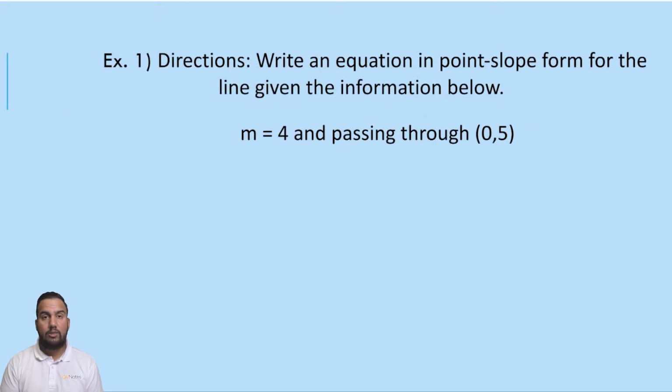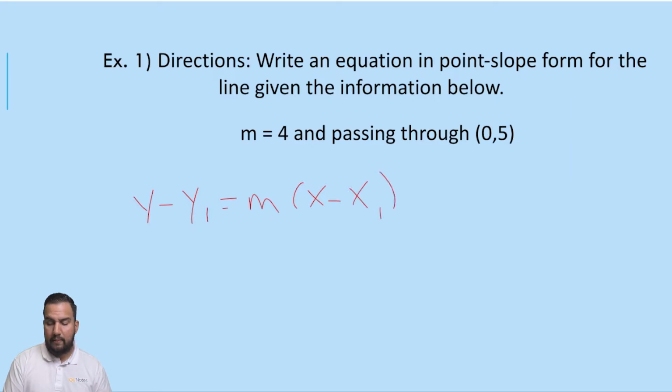The first question says, write an equation in point-slope form. So the second that you see that they're asking you for point-slope form, you're going to write the formula: y minus y1 is equal to m(x minus x1). Now remember, we're going to use this whenever they tell us to, right? So they give us m equals 4, and a point passing through (0, 5). Notice 0 is the x. So technically, this is the y-intercept, but we're still going to use this by plugging it in because they asked us to put it in the specific form, which is point-slope form.